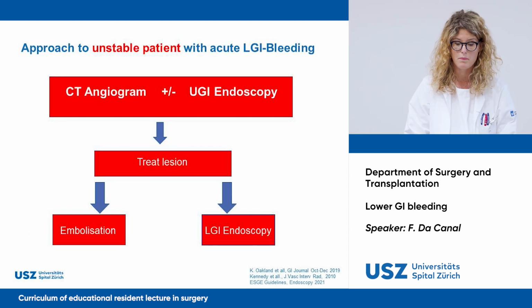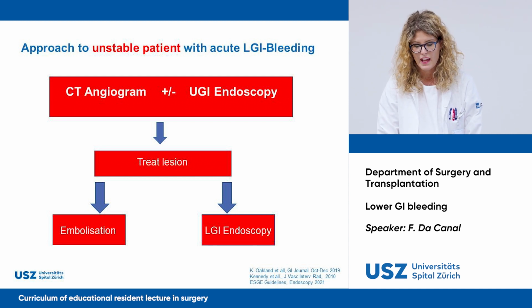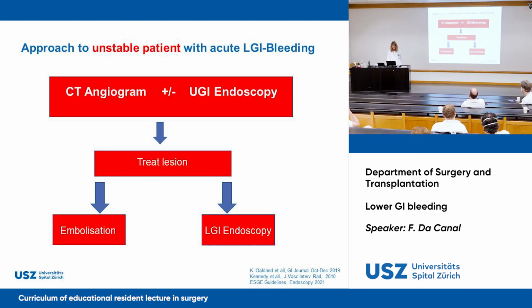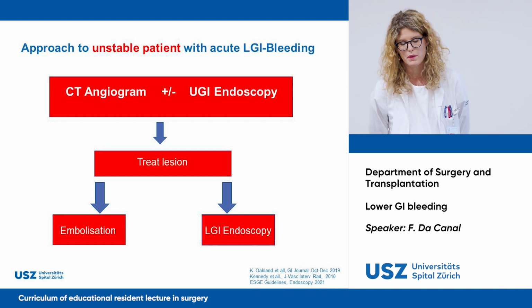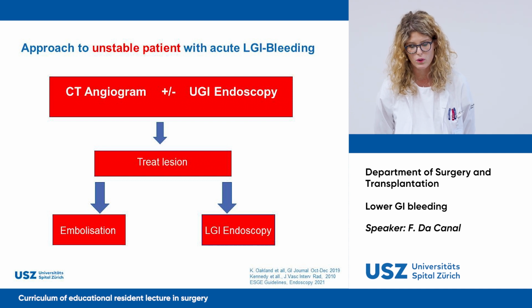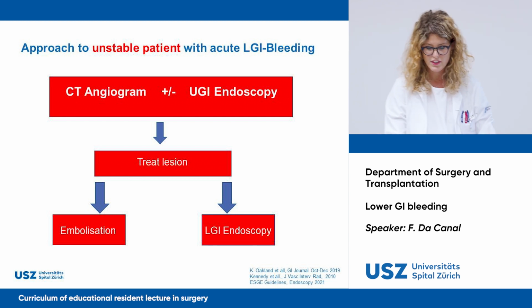So if you have to approach an inpatient with acute lower GI bleeding, after the initial resuscitation, a CT angiogram provides the fastest and least invasive means to localize the site of blood loss, together with an upper endoscopy to exclude an upper GI bleeding. CTA has reported high sensitivity and high specificity. The upper GI endoscopy always has to be performed unless the CT angiogram has identified the source of the bleeding in the lower GI tract. And then we can proceed to lower GI endoscopy or embolization to treat the bleeding.